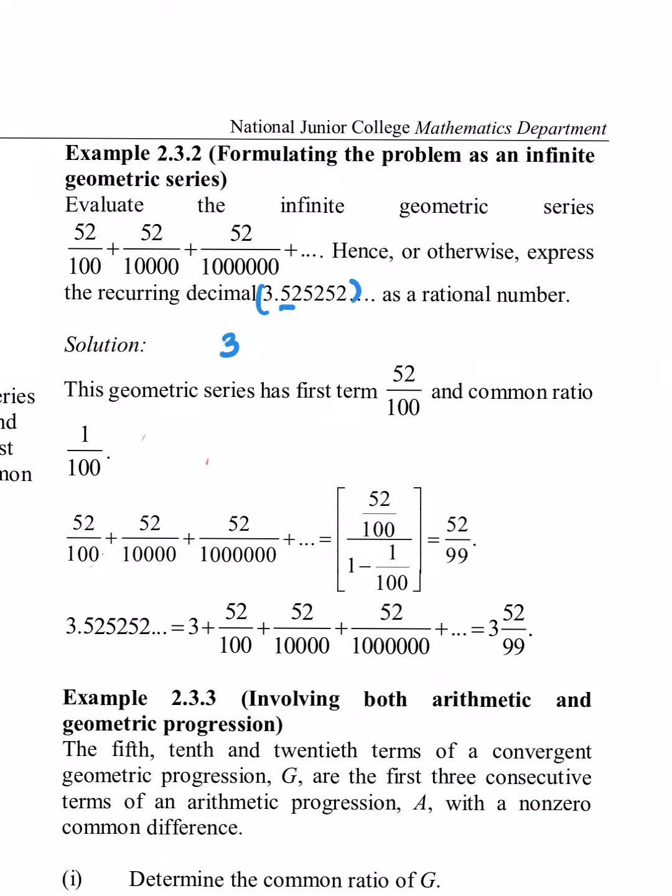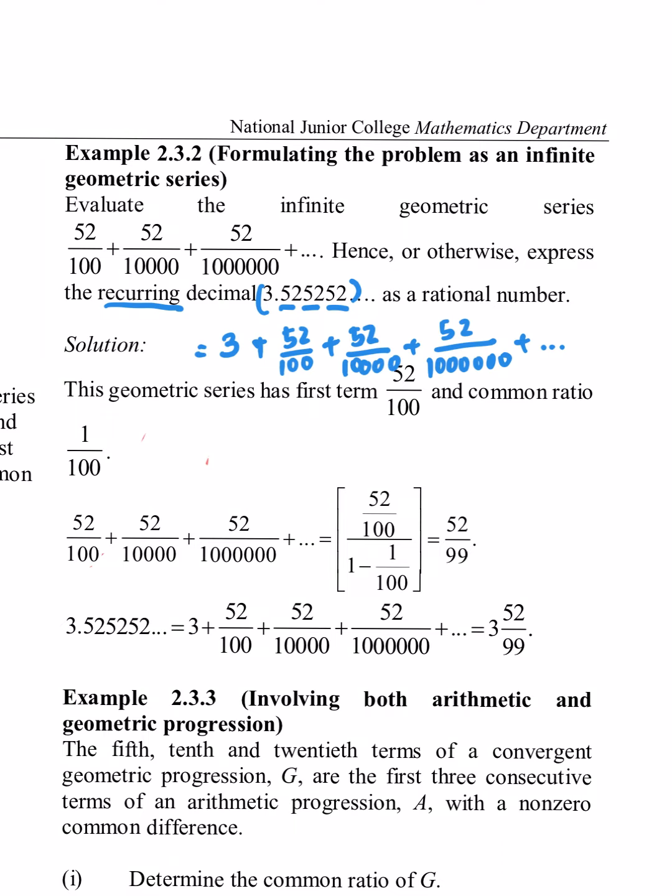3.5252. You see that the number 5252 is recurring. So this can be rewritten as 3 plus 52 over 100, plus 52 over 10,000, plus 52 over 1 million, and so on and so forth. Because this decimal is recurring, it doesn't end, so it goes on and on.